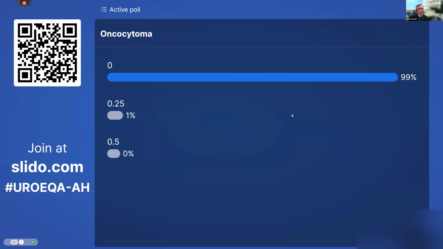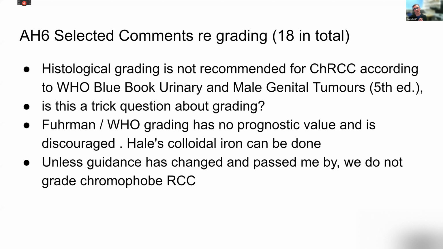That was fairly straightforward. The interesting comments regarding the grading. So the supplementary question was, please grade this according to the ISUP/WHO classification. And 18, not a huge amount, but those were commenting that it's not recommended. That category is not recommended for chromophobe RCC grading. Some were convinced it was a trick question. No, we didn't put this as a trick question. I think it's a fair enough question because we see these in our day-to-day practice. Many were using the old classification.